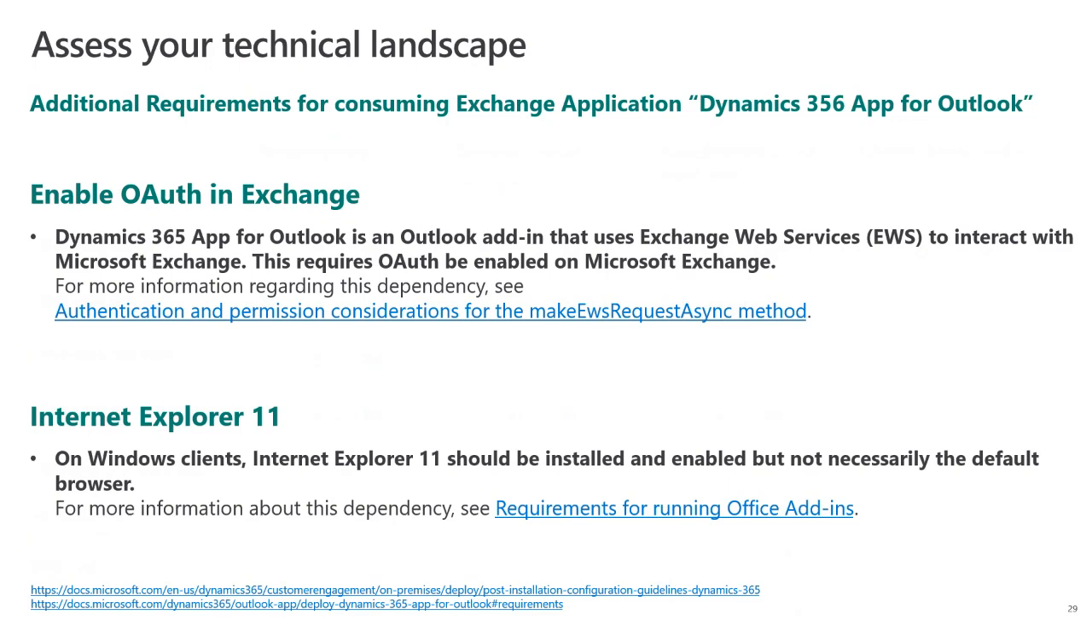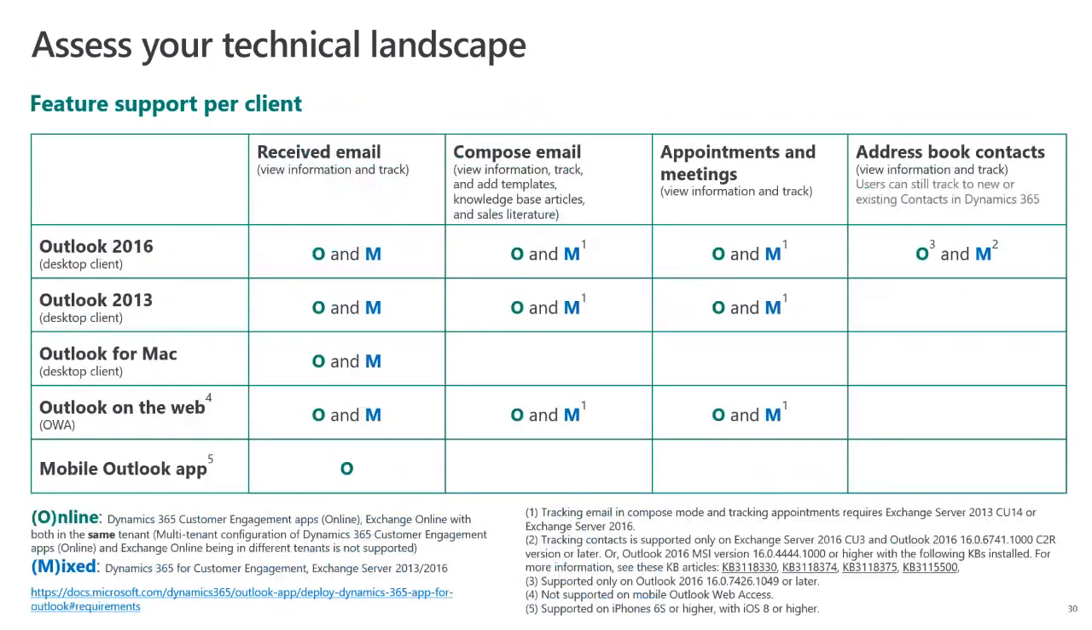In terms of feature support per client, it's important to be aware that the best parity is achieved with Outlook 2016 and higher. This especially applies to having access to the address book contacts part of Outlook, where you can choose what contacts you want to synchronize to Dynamics 365. This is only available for Outlook 2016 and above.